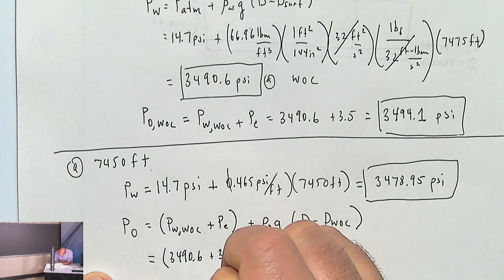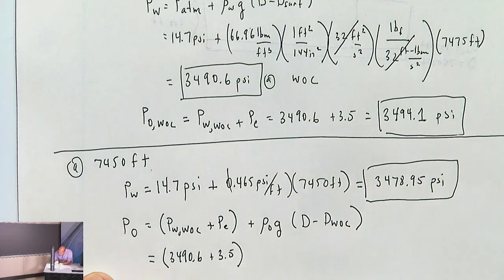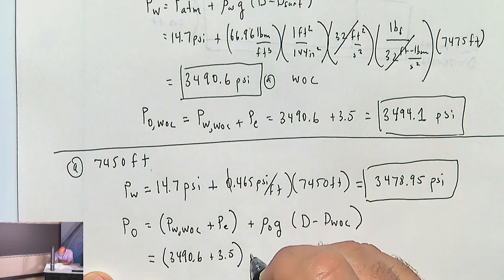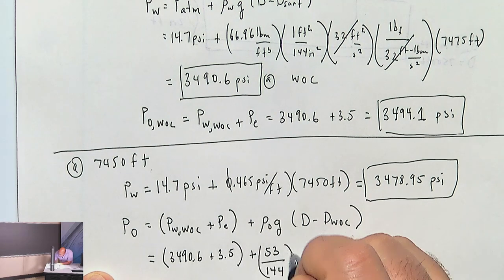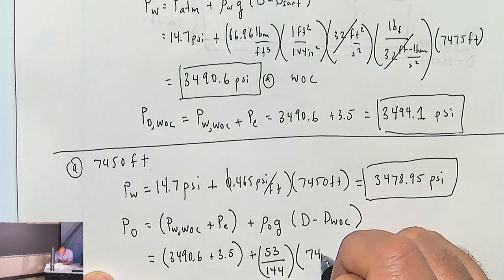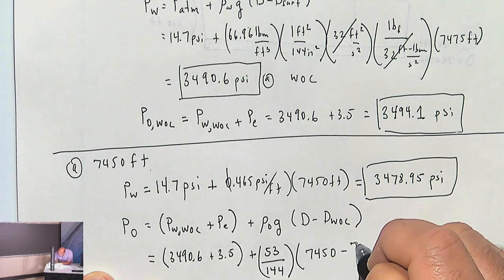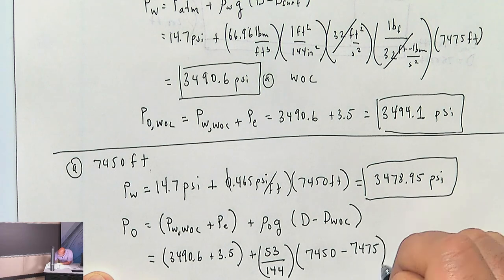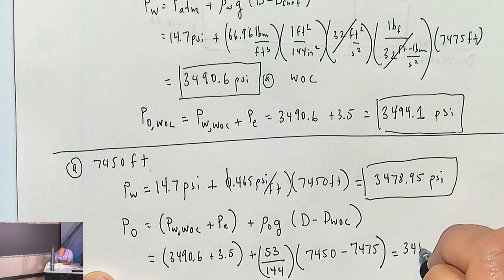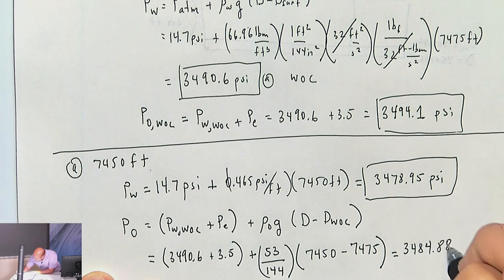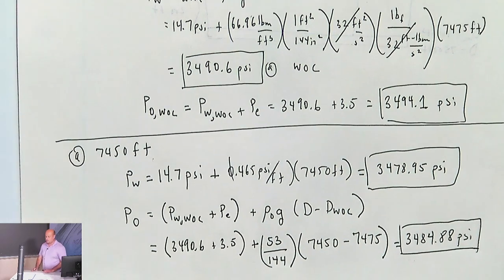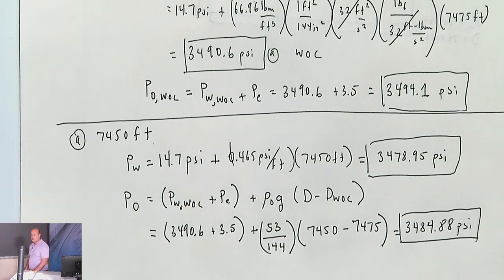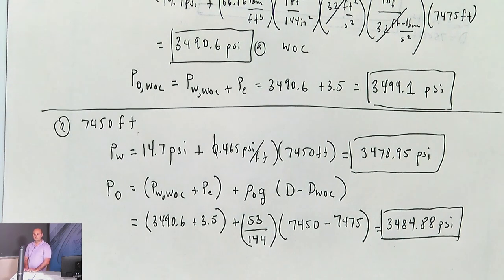The pressure of the water at the water-oil contact line was 3490.6 plus the 3.5 capillary entry pressure. Together, we know that that's 3494.1, plus the density of oil, which was 53, divided by 144, times the depth we're looking at, 7450 feet, minus the depth of the water-oil contact, 7475. And I got 3484.88 psi. So slightly different than you. It's probably just one of us used more significant figures somewhere in there, be my guess. Everybody understand that?